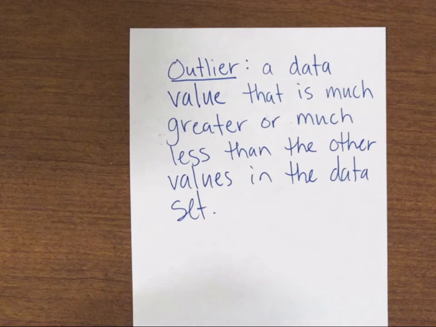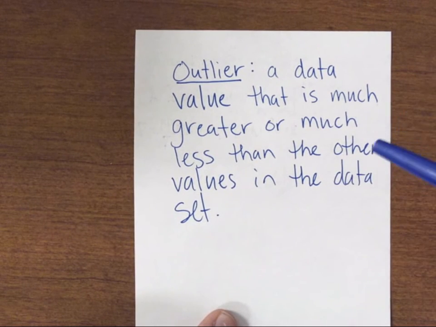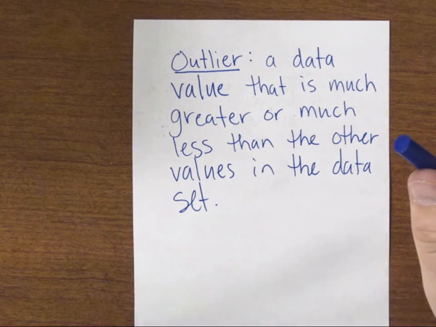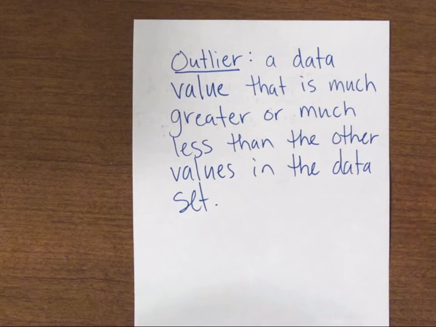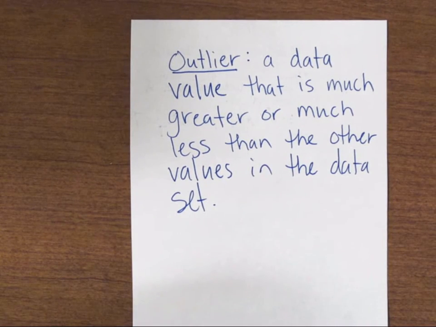So it does not have to only be bigger. It could be a number that is either much bigger or much smaller than the rest of the data that we have in our data set. The problem with the outlier is that it will change our mean. It will make our mean appear to be higher or lower than it should be to represent the actual average of our data. So we just want to be careful sometimes when we have an outlier. Remember that the outlier is a number that is much greater or much less than the rest of the numbers in our data set.